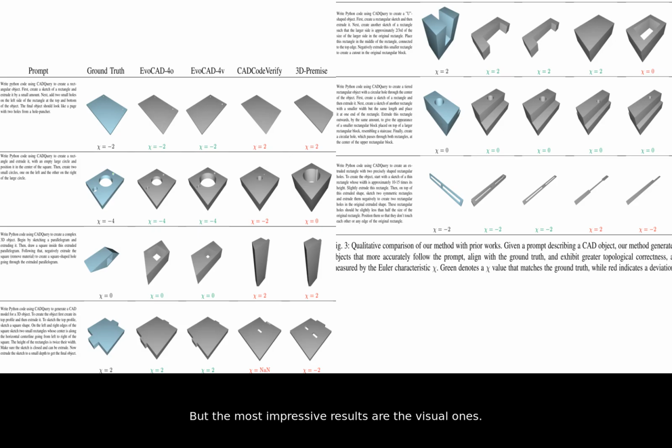But the most impressive results are the visual ones. Here, you can see EvoCAD's final results compared to the ground truth and two previous methods. In the very first row, the prompt asks for a page with two holes, like from a hole puncher. EvoCAD gets it perfectly right, while the other methods create solid blocks with no holes.